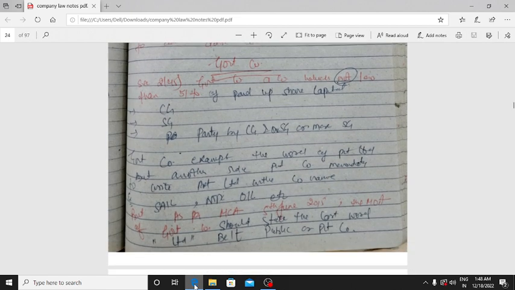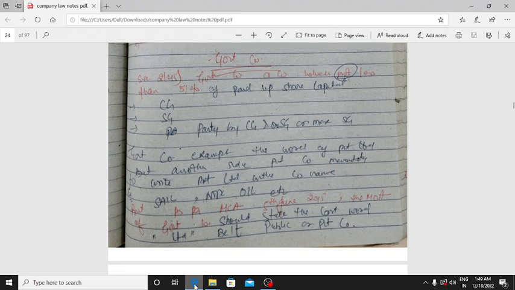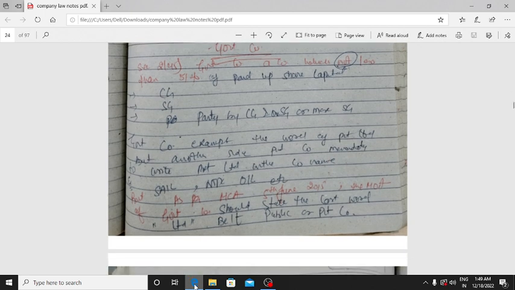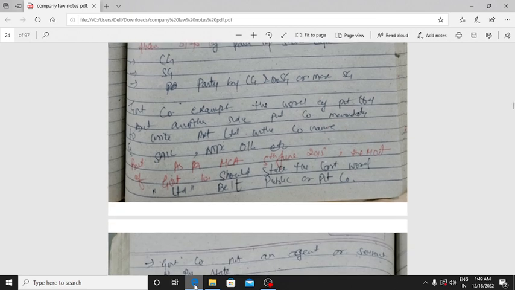Next is the government company. A government company is one in which not less than 51% of the paid up share capital is held by the central government and state government, or a combination of CG and SG. The government company example: the word private limited, but on the other side, is private limited mandatory? A private limited company name is SAIL. So here are examples of such companies, SAIL or NTPC.